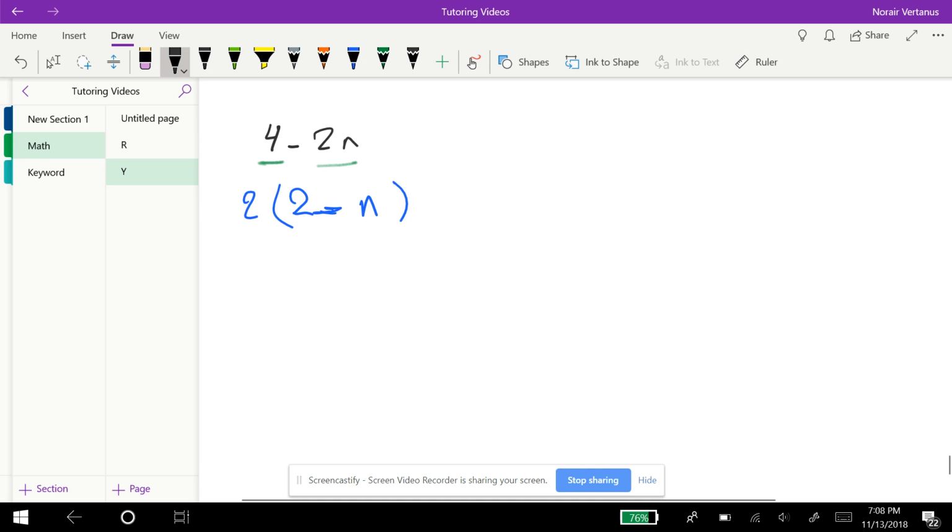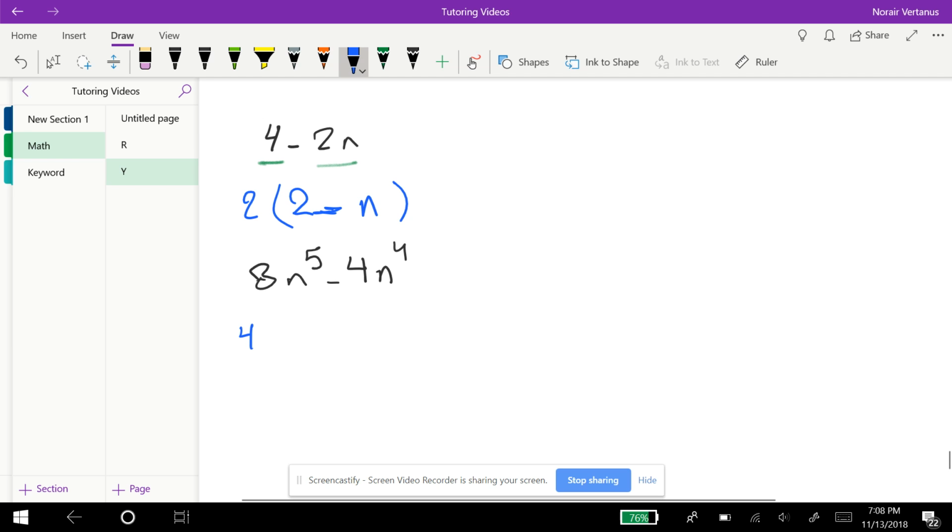Second one, you have 8n to the 5th power minus 4n to the 4th power. Again, we're going to see what's in common between 8n to the 5th power and 4n to the 4th power. Between the numbers 4 and 8, 4 is a common factor, the greatest common factor.